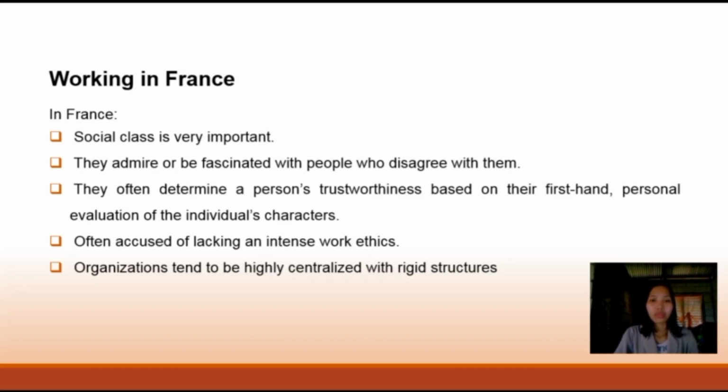The French are accustomed to conflict and during negotiations accept the fact that some positions are irreconcilable and must be accepted as such. Also, the French often determine a person's trustworthiness based on their first-hand personal evaluation of the individual's character. The French are also often accused of lacking an intense work ethic. And mostly, French organizations tend to be highly centralized with rigid structures. As a result, it usually takes longer to carry out decisions.